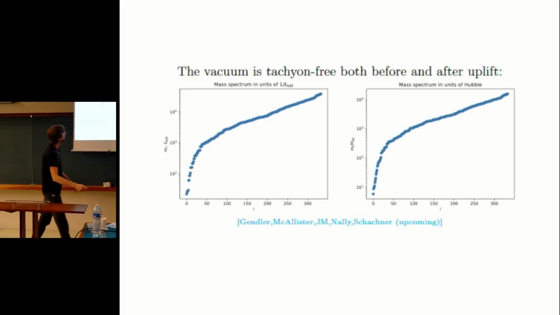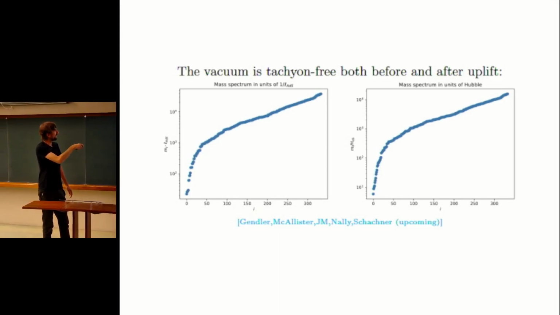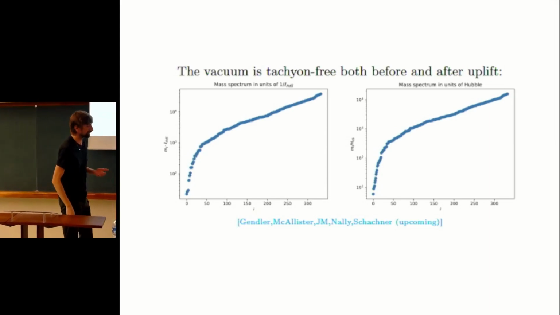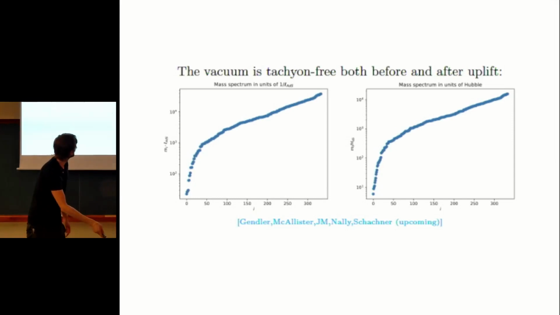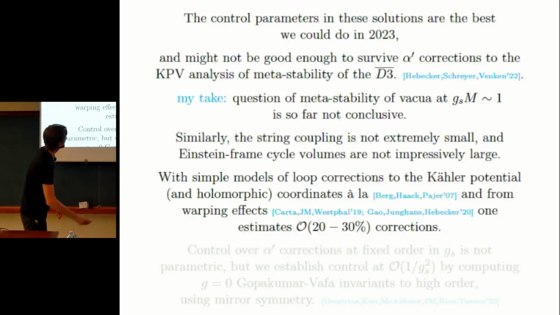Okay. It's also tachyon-free. Here's the mass spectrum in AdS units before the uplift. Here's the mass spectrum in units of Hubble after the uplift. So you find a similar kind of spectrum as before. And now, of course, the question is, how controlled is this?